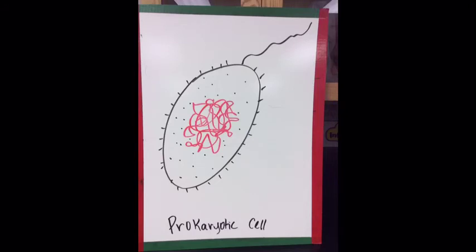The big difference between a prokaryote and a eukaryote will be where the DNA is. In this type, it is just swimming around kind of in the middle of the cell, unorganized, kind of like spaghetti. Remember, in a eukaryote cell, it is contained within the nucleus, kind of like a peanut M&M.